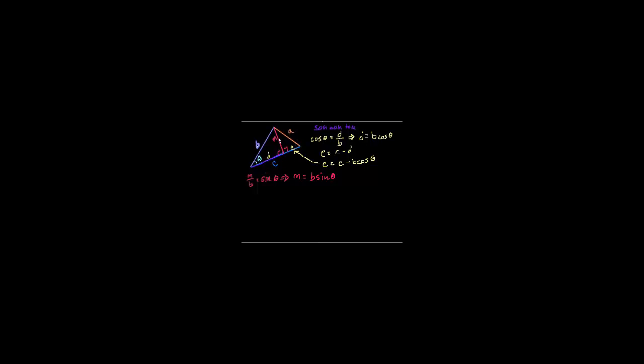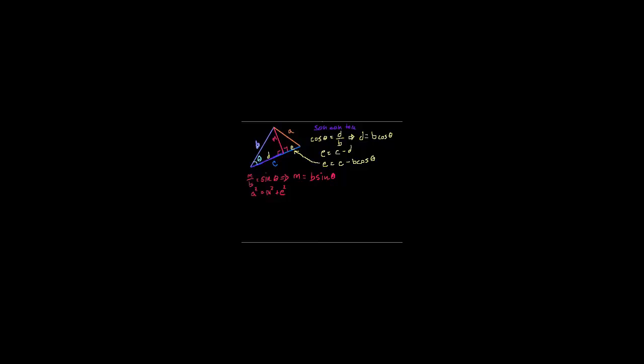And this should jump out at you. We have two sides of a right triangle, and we want to figure out the hypotenuse. We can use the Pythagorean theorem. The Pythagorean theorem tells us a squared is equal to m squared plus e squared, right? Just the sum of the squares of the other two sides. Well, what's m squared plus e squared?